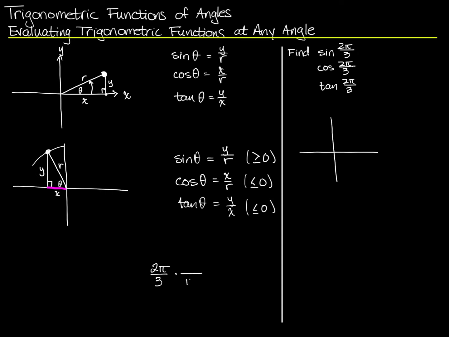in terms of degrees, my pi's cancel, 3 goes into 180 60 times, so I should not have canceled my degree symbol there. My pi's, my radians canceled, my degrees do not. 2 times 60, which is 120 degrees. But I can use that idea, 2 times 60, to figure out where this angle is.